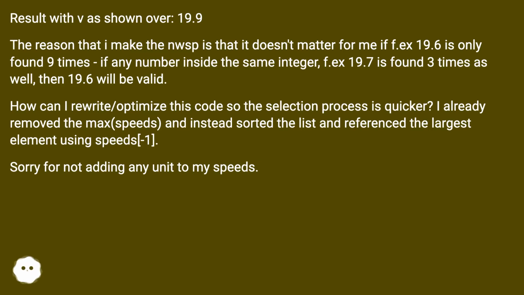How can I optimize this code so the selection process is quicker? I already removed the max speeds, and instead sorted the list and referenced the largest element using speeds[-1]. Sorry for not adding any unit to my speeds.